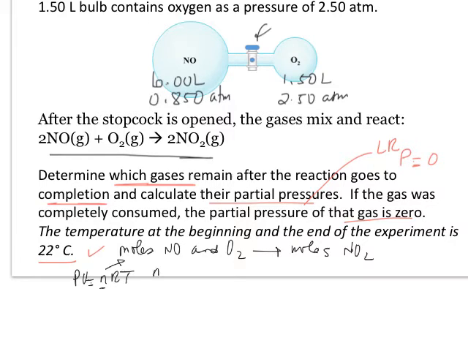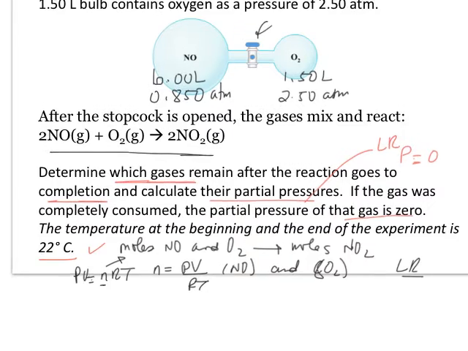So when you solve this, you'll do n equals PV over RT. You're going to do this for nitric oxide, and you're going to do this for oxygen. And then you're going to do your stoichiometry, where you do the mole to mole bridge to get the moles of NO2. And this is going to determine your limiting reagent. So let's just start there.